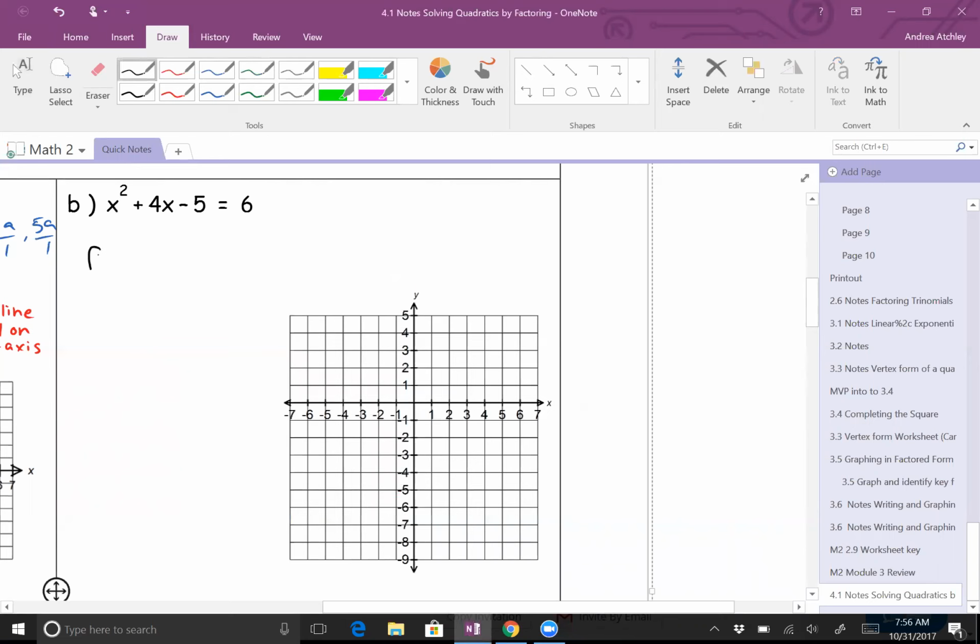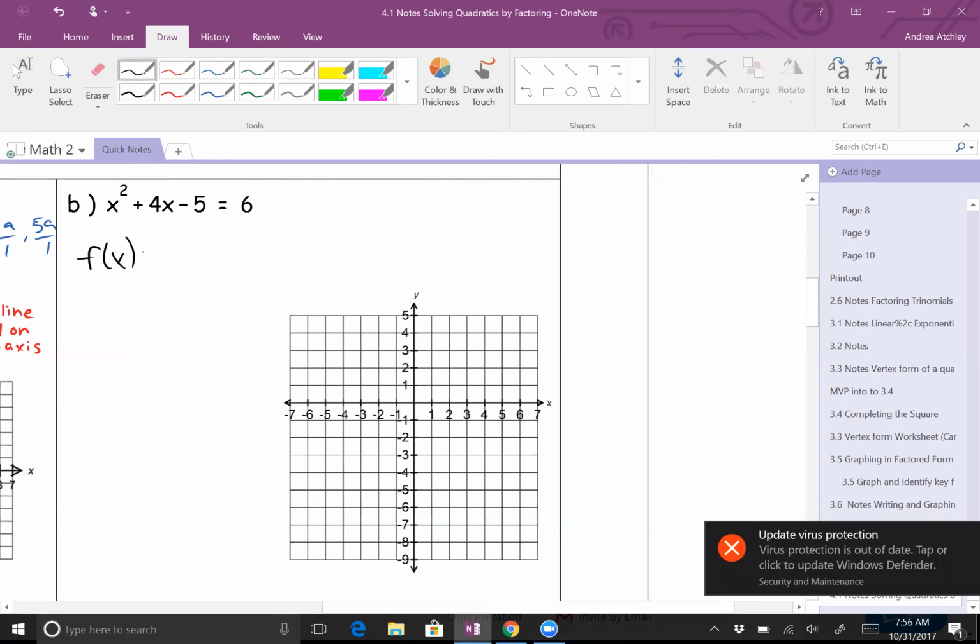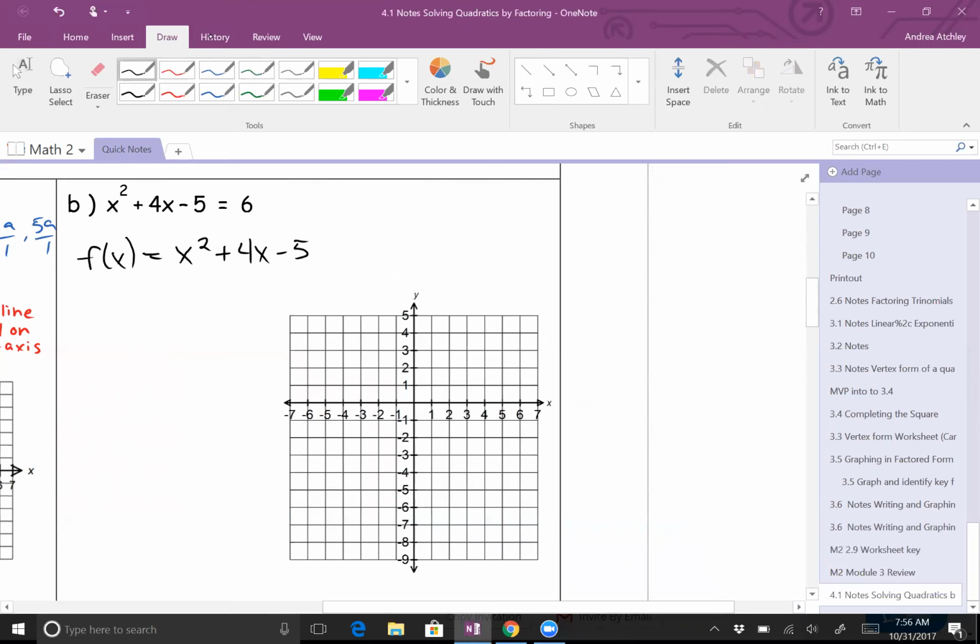We're going to have f of x equals, we're going to use a graphing calculator, x squared plus 4x minus 5. You do. I will show you. And then h of x equals 6. Okay.